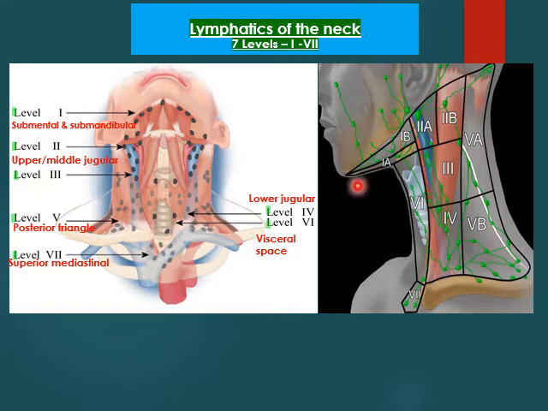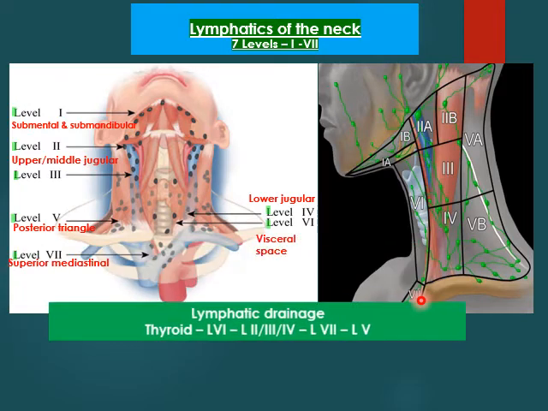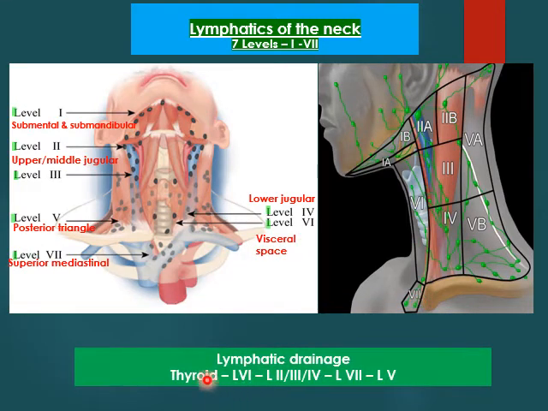This is a lateral view showing you level 1, level 2, 3 and 4, and level 5 is the posterior lymph nodes, upper and lower. And then this is the most important for today. This is level 6, the anterior visceral space where the thyroid is located. And here are the superior mediastinal lymph nodes.